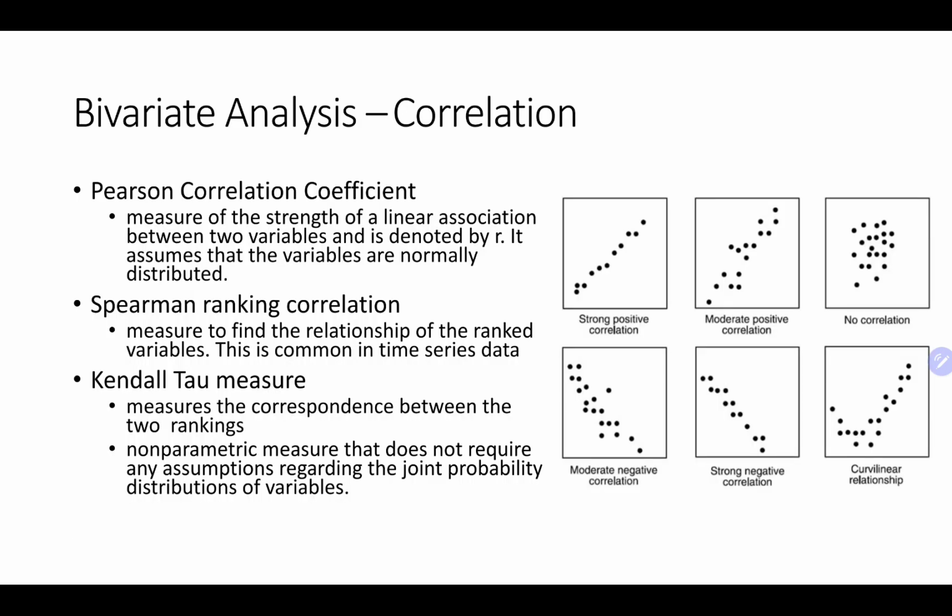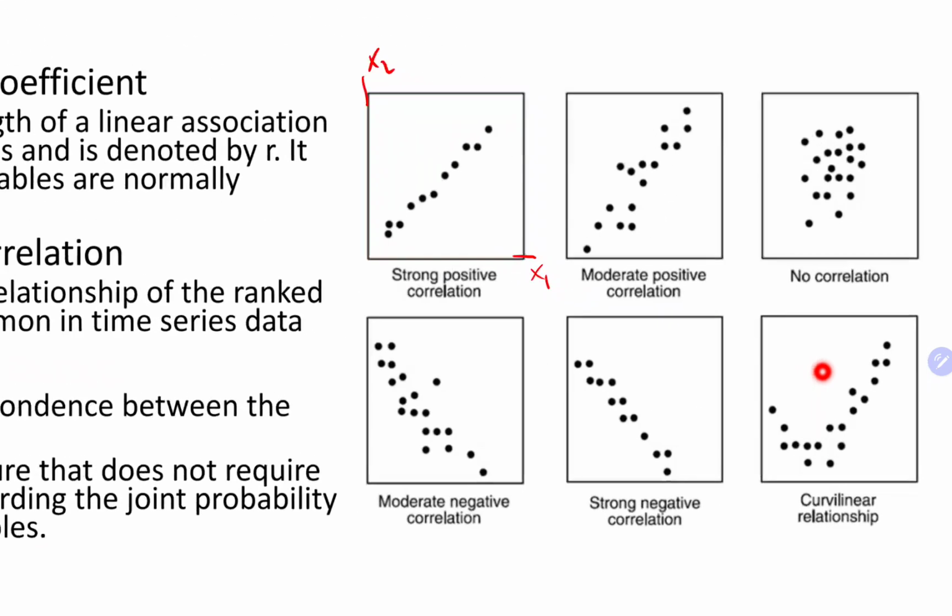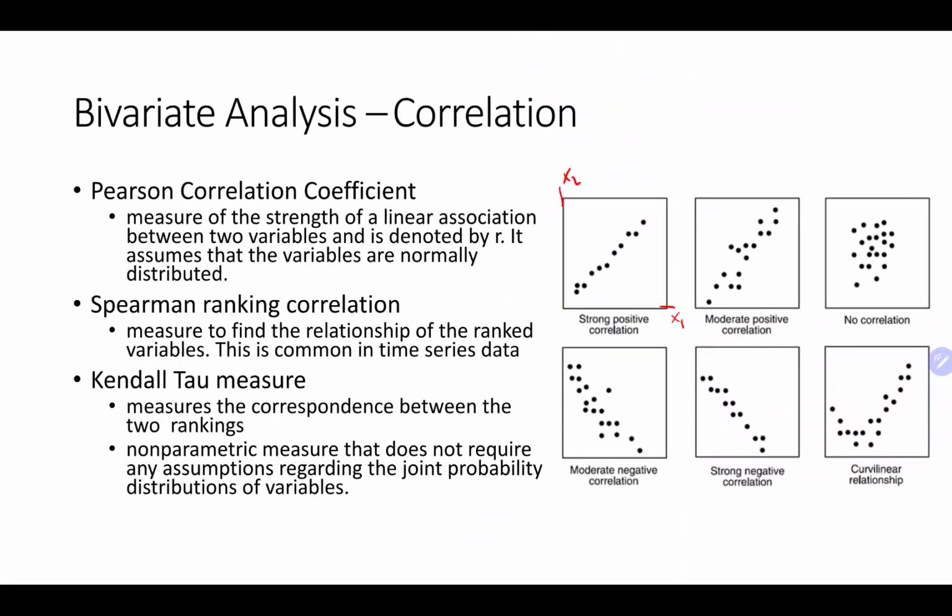Bivariate analysis is where we include two different variables, like in this case x1 and x2, so that's why it's called bivariate. And then we want to see their relation, right? The relation between the two variables.